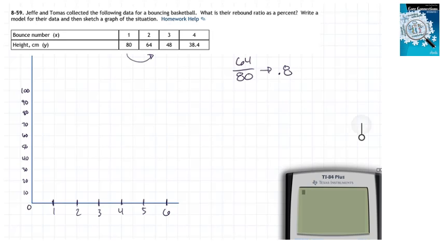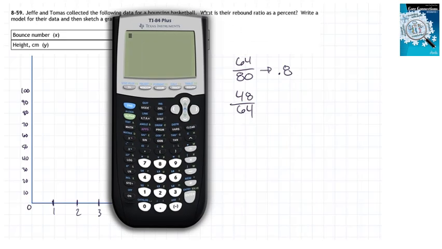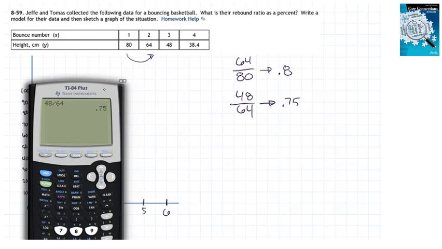So if I take this to the next bounce, I'm going to look at 48 divided by 64. 48 divided by 64, and I'm not sure what that is. That's interesting. That's actually 75%. So it's not quite what it was before.